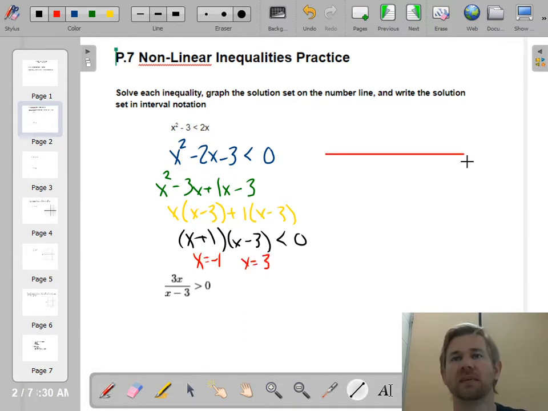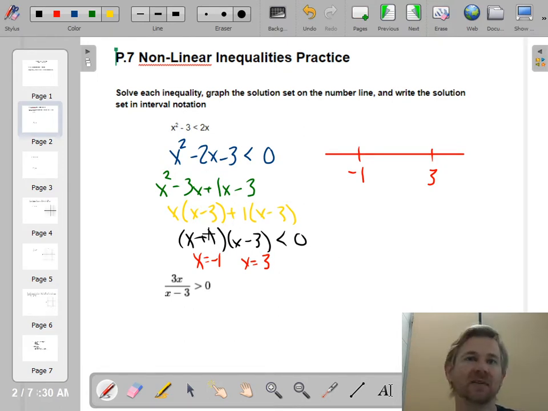And what I'm going to do is draw a number line, and I'm going to put negative 1 and positive 3 on here. These kind of represent the x-axis. We want to know where it's less than 0. So what we're going to do is make a sign chart, but first let's think about these points.